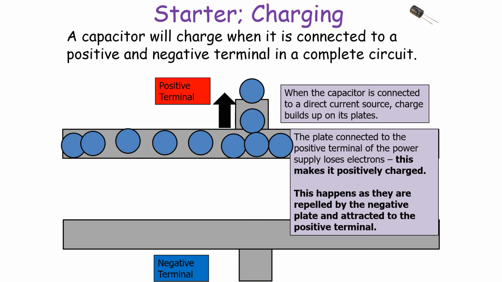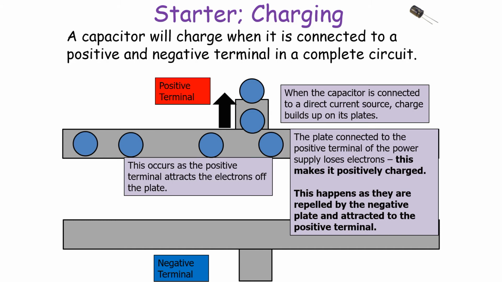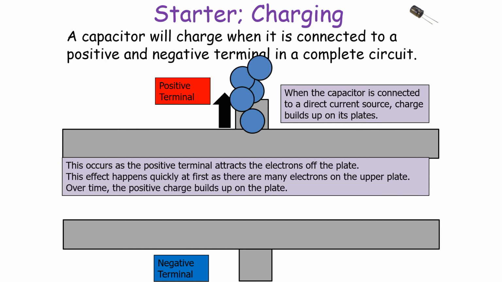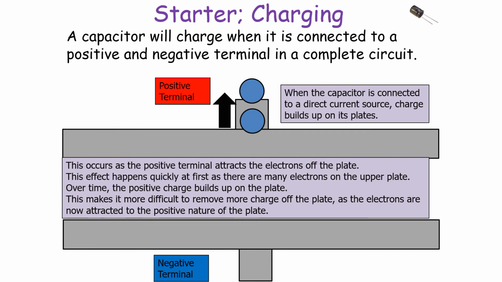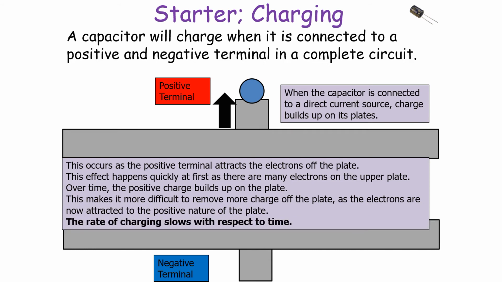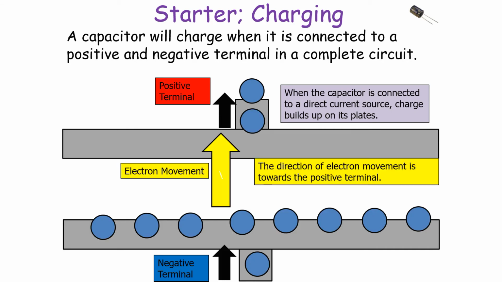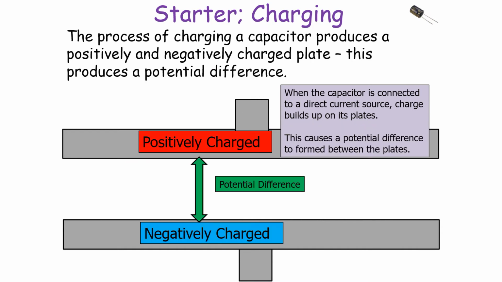And it's the same idea for the positively charged plate, except it's the idea of the electrons leaving the plate as opposed to going onto the plate. But the effect occurs quickly at first because there are many electrons on the upper plate, but over time, because a positive charge builds up on the plate, it makes it more difficult to move the negative charge off the plate, so the rate of charging slows with respect to time. Now, in our idea of charging, the electron movement is always towards the positive terminal.